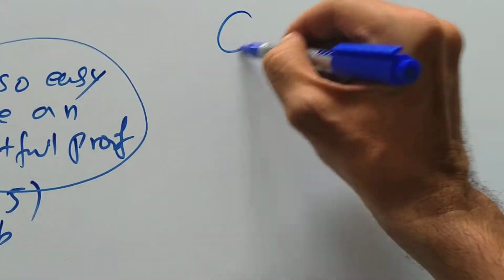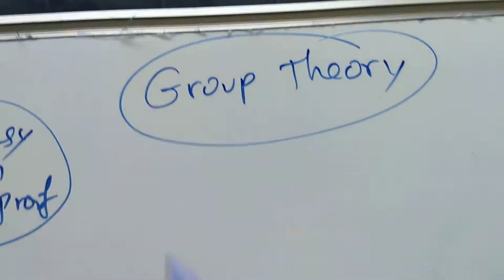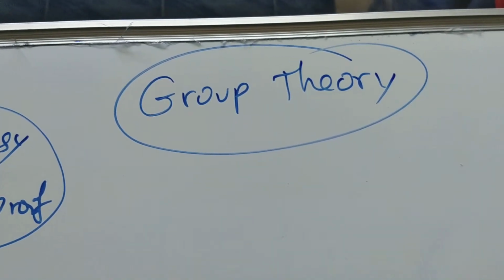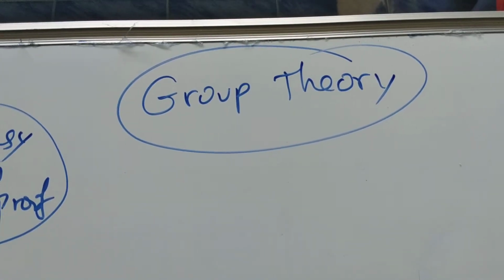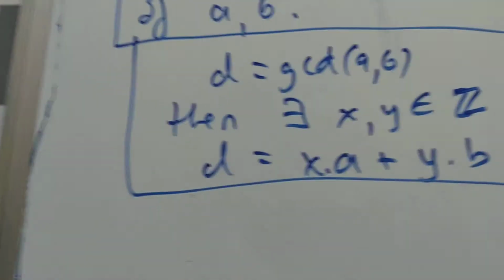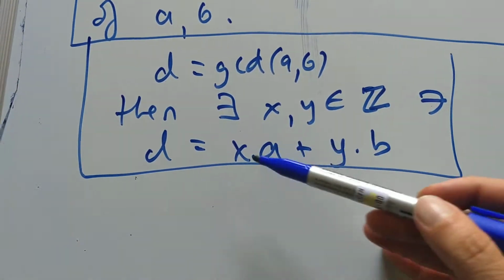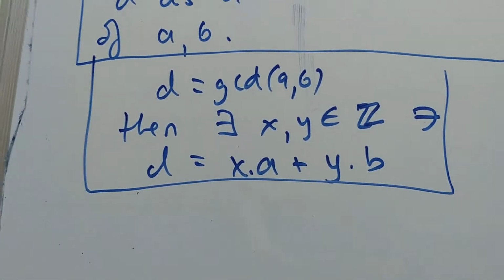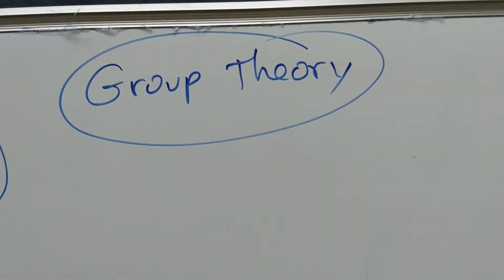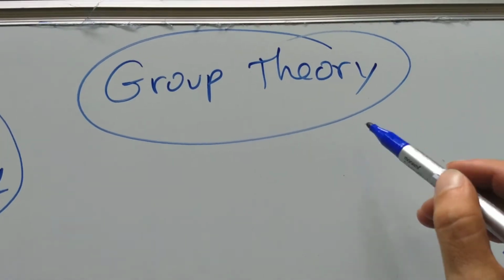And that way is group theory. This is the approach we're going to take. Starting in the next video, I'll introduce the idea of groups and we'll use it to prove this concept, that the GCD is always expressible as a linear combination of the two numbers. It's a very, very powerful, very important idea in mathematics. We will use it to solve many other problems.